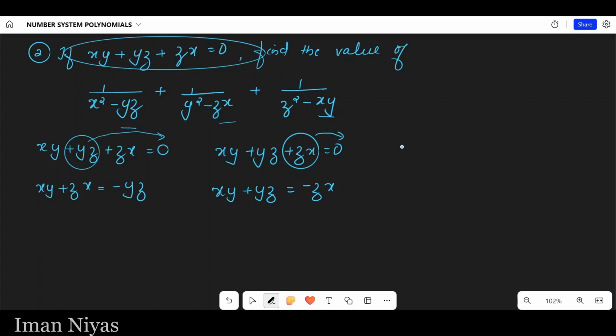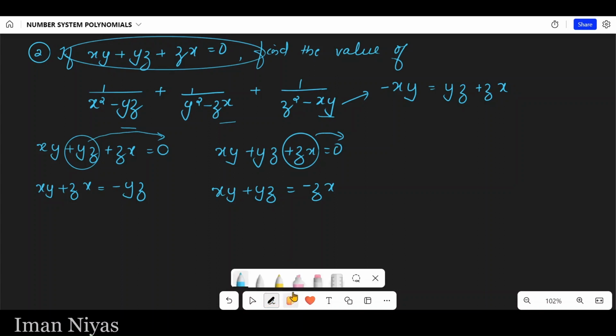So similarly, can we write the value of minus xy directly? Yes, you have to just consider this xy we are keeping on the right-hand side and the rest will be on the left-hand side. So this is equal to yz plus zx, right? So now you got all the values of these three that are required.